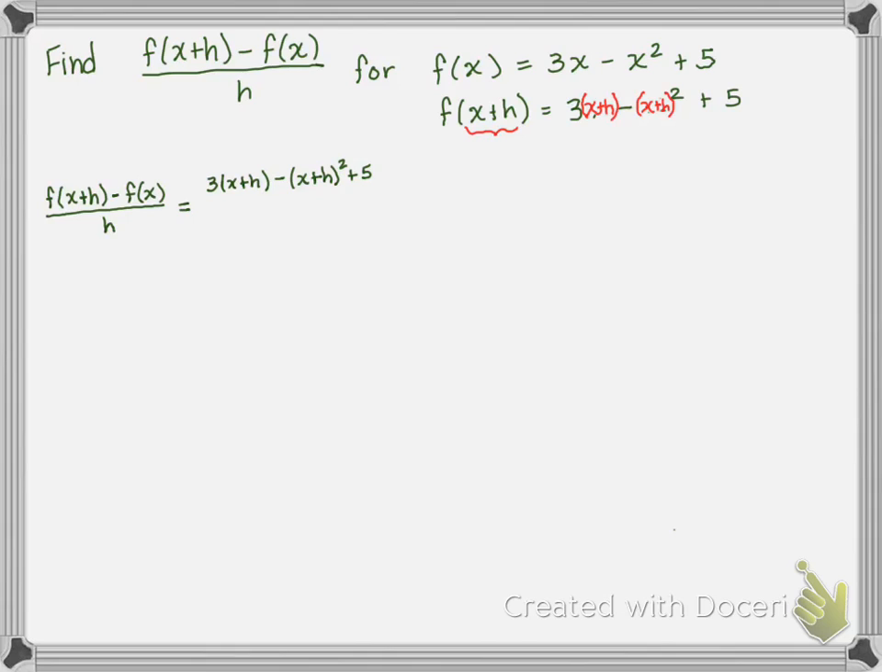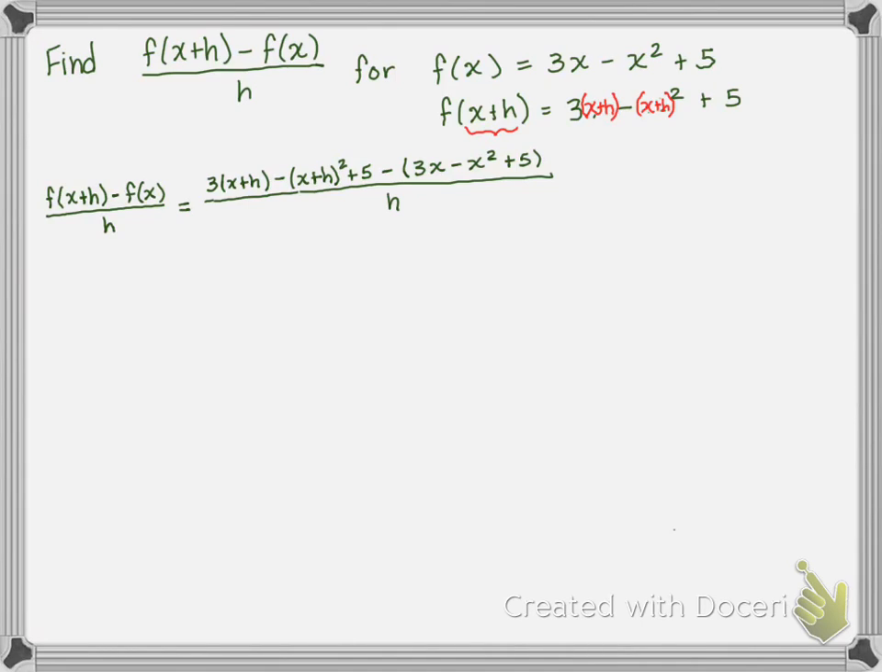So now I have to subtract f of x. This is the second place where there's a common error, and that error is not putting your f of x in parentheses. If I'm subtracting f of x, I have to subtract all of f of x. If I don't put it in parentheses, I'm only subtracting the first term. So 3x minus x squared plus 5. And then this is all over h. And from there, we're going to simplify.